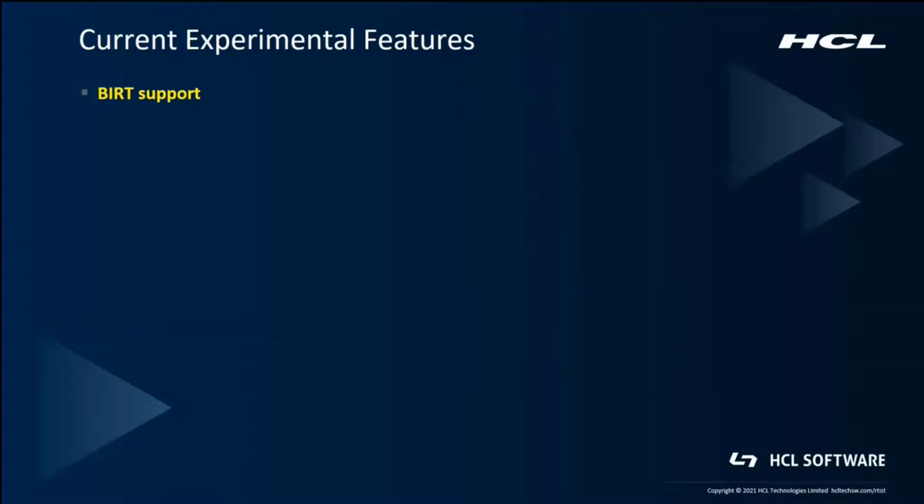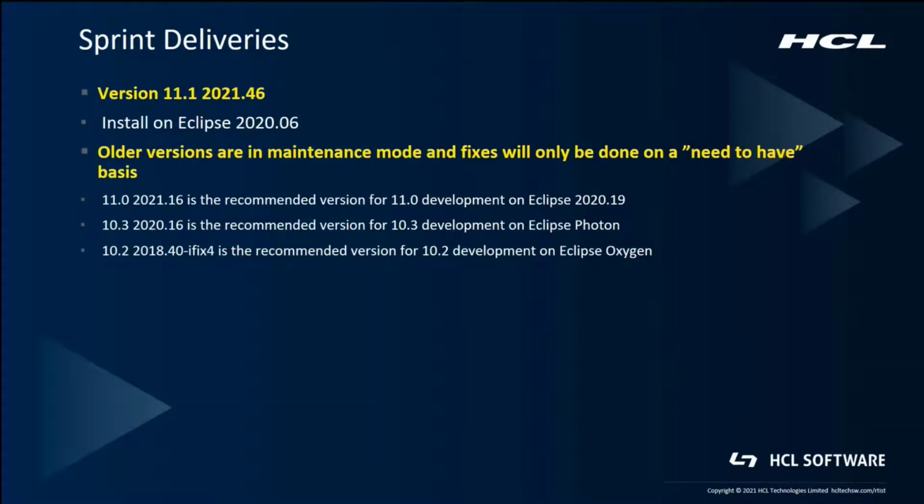So we have the same experimental features as in last sprint. It's the BERT support for reporting. And the deliveries is another version of 11.1 called 2021.46 for Eclipse 2020-06. And there were no changes in older release tracks.